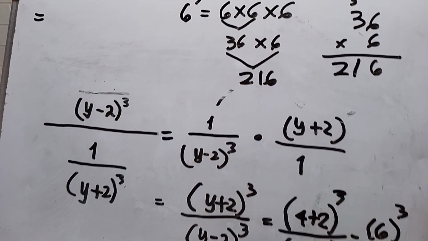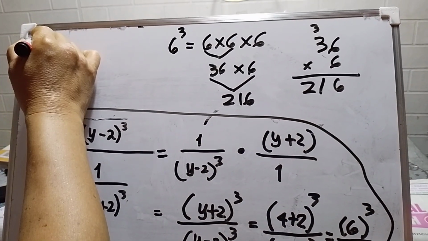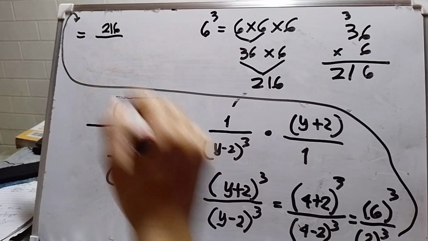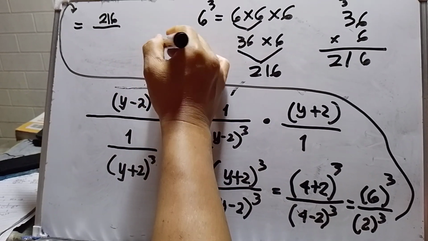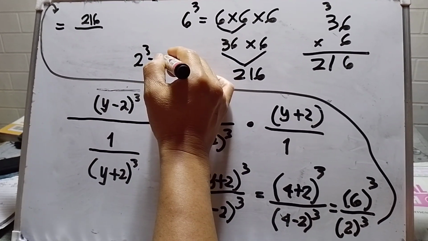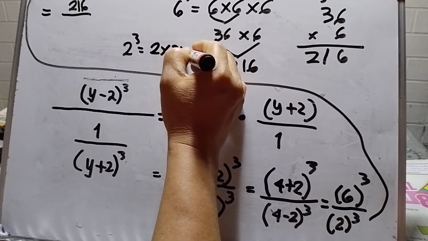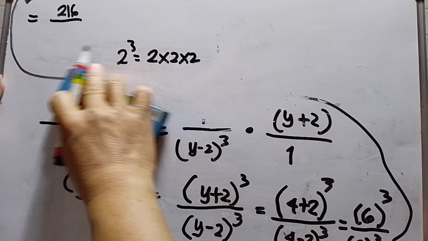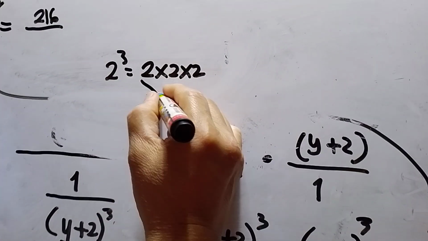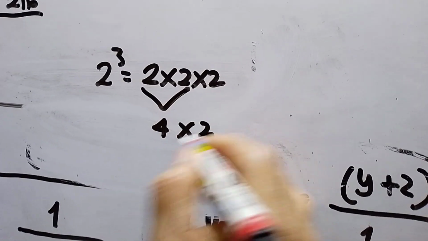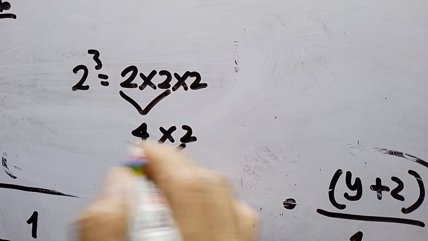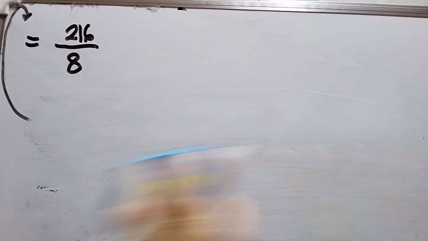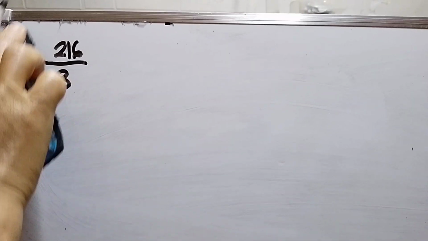So from here, this will be 216 over 2 raised to the third power. So this will be multiply itself 3 times. 2 times 2 times 2. So this will be 2 times 2 is 4 times 2. So this will be 8. So the denominator will be 8. Okay, we'll check this one if this will be divisible by 8.